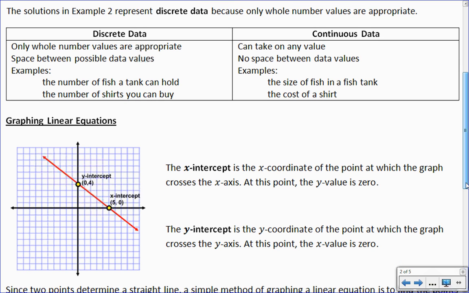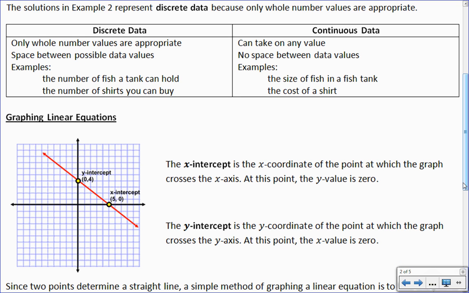One thing that you can use this whole idea of finding pairs of x and y values for is to actually graph a linear equation. And one way to do that is to look at the x-intercept and the y-intercept of those graphs. So the x-intercept is the x-coordinate of the point at which the graph crosses the x-axis. And you see that in this line is right here at 5, 0. At this point, y value is 0. So we see that on this graph, this is the point 5, 0. That will always be the case on whatever the x-intercept is.